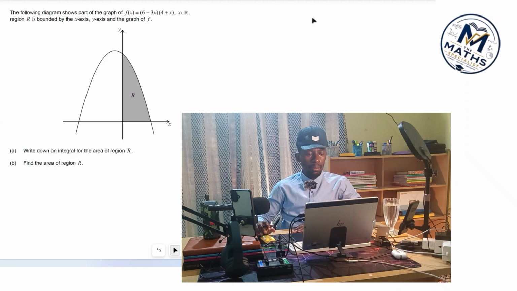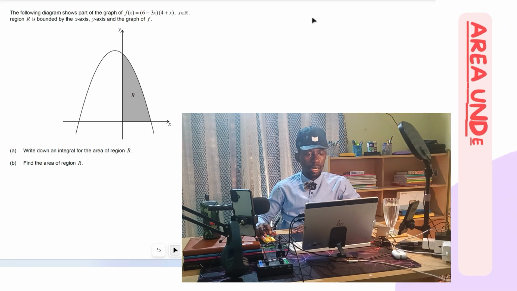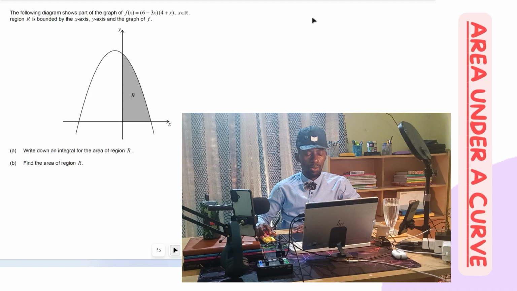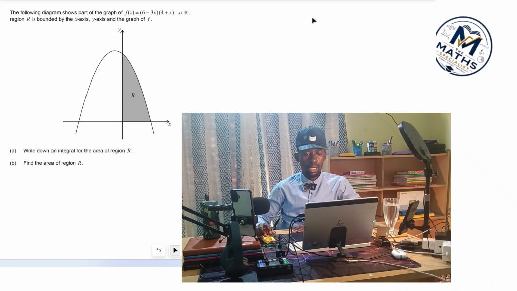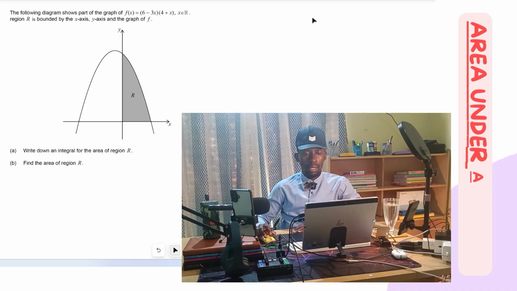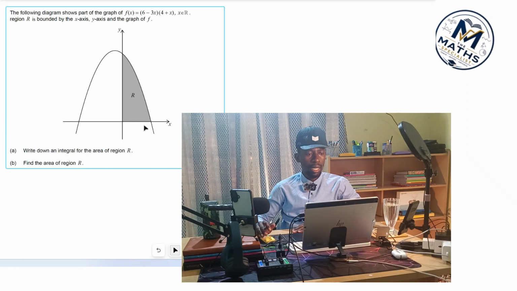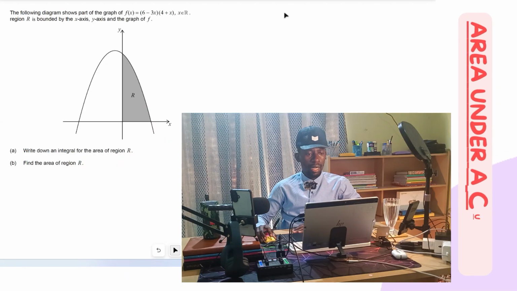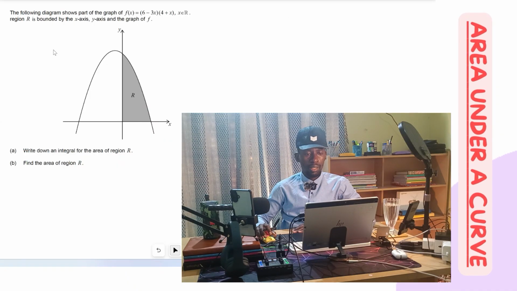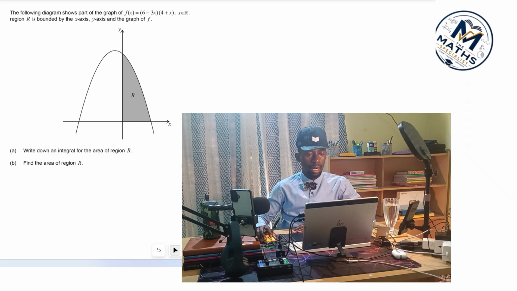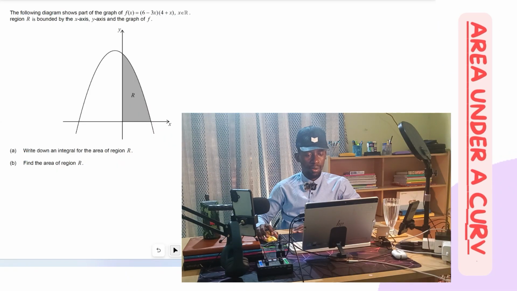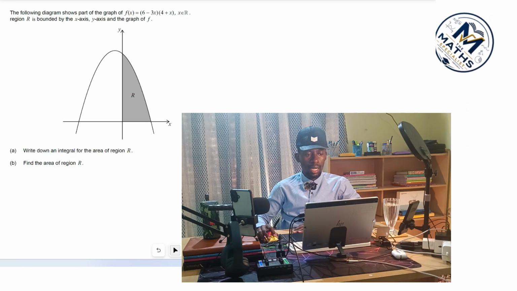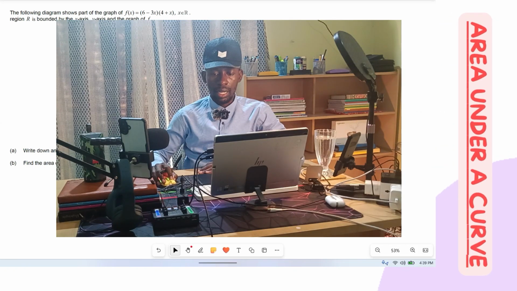So the question says the following diagram shows part of the graph of f of x equals (6 minus 3x)(4 plus x), where x is a member of all real numbers. The region R is bounded by the x-axis, y-axis, and the graph of f. Everything is as you see on your screen there. So that is the question.